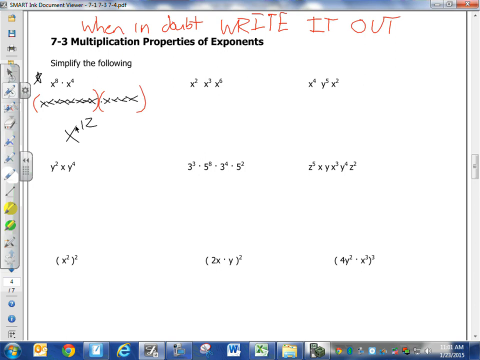Okay, do the next one. X squared, x cubed, x to the 6th. What do you think that is? They're all dots between all of these. These are dots that you just can't see. If they're next to each other, they're being multiplied.